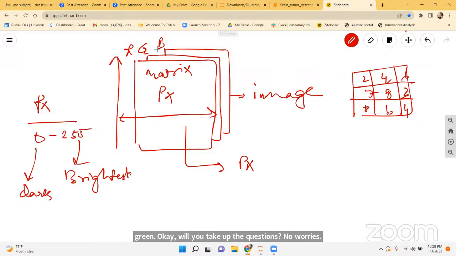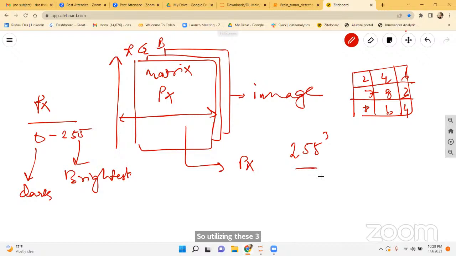So, red, green, blue. Red is basically defining more strength toward red color. Green is defining more strength towards green color. Blue is defining more strength towards blue color. So when we combine these three things, we generate any given color. How many colors can you generate? 255 to the power 3. These many colors you can generate out of these three channels.